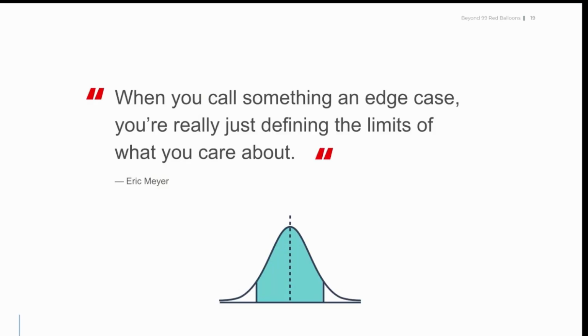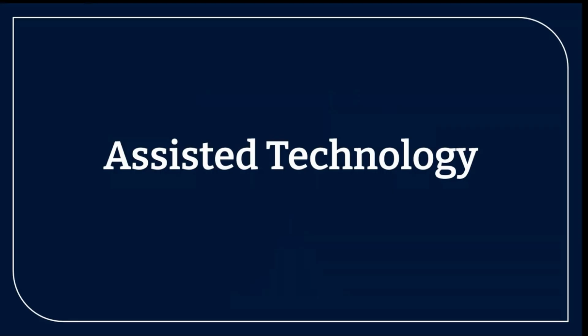I said this in Kat's thought, but I've been told when you call something an edge case, you're really defining the limits of what you care about. And I just want to be clear, IBM and Red Hat told me that. So the way we use technology and the way we process information is different from person to person. And when we eliminate that one section of people, we're telling them that we don't care about them. So it's about universal design, right?